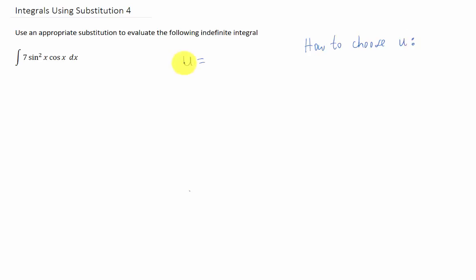I often get asked, how do you decide what you choose for your u in a u substitution? It's not an easy question to answer because there's really no set answer, but there are a few things that we should consider. One thing to consider is that whatever u we choose, du should be in the integral somewhere. So whatever we choose for our u, if we take a derivative of it, that should also be in this integral.